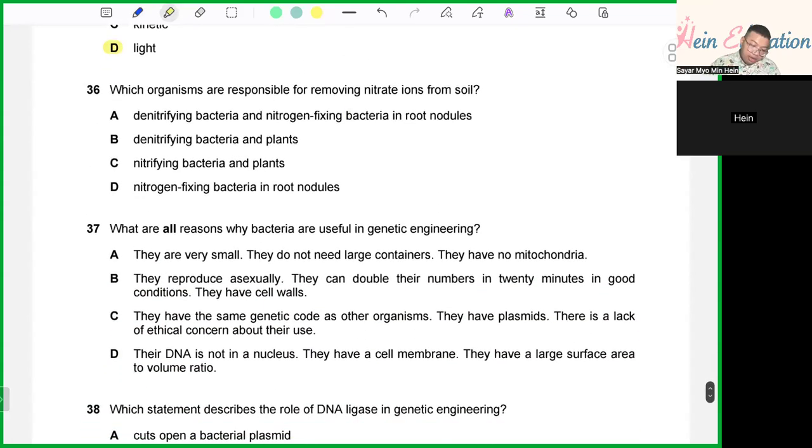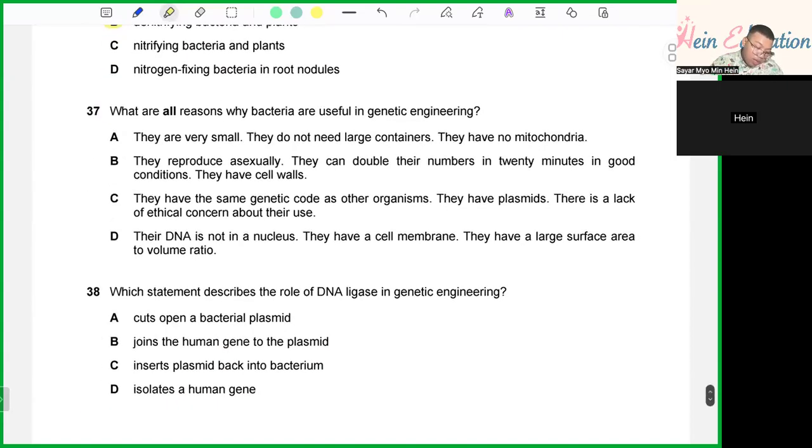Which organisms are responsible for removing nitrate ions, right? So removing nitrate ions, it will be denitrifying bacteria as well as the plants, not nitrogen fixing, right? Because nitrogen fixing takes nitrogen and provides nitrates and everything needed for the plants.